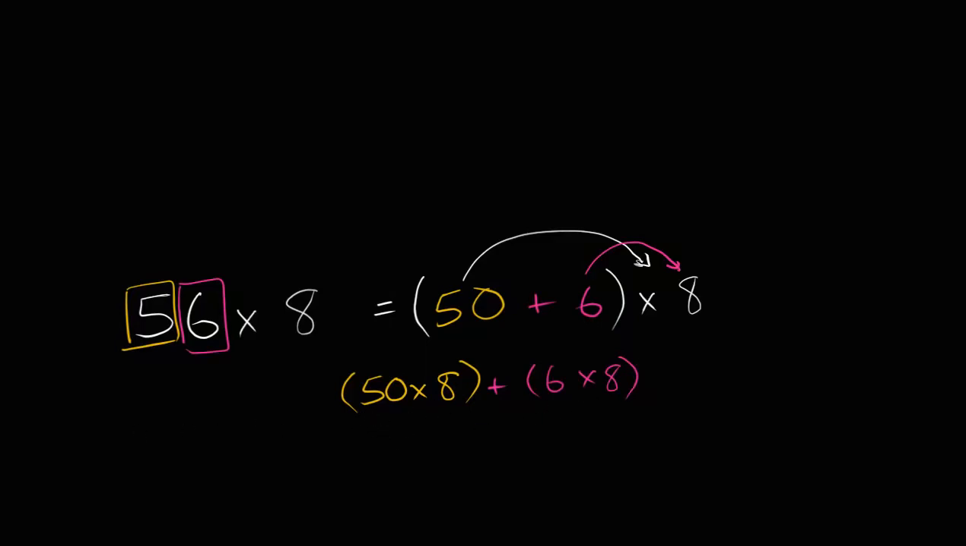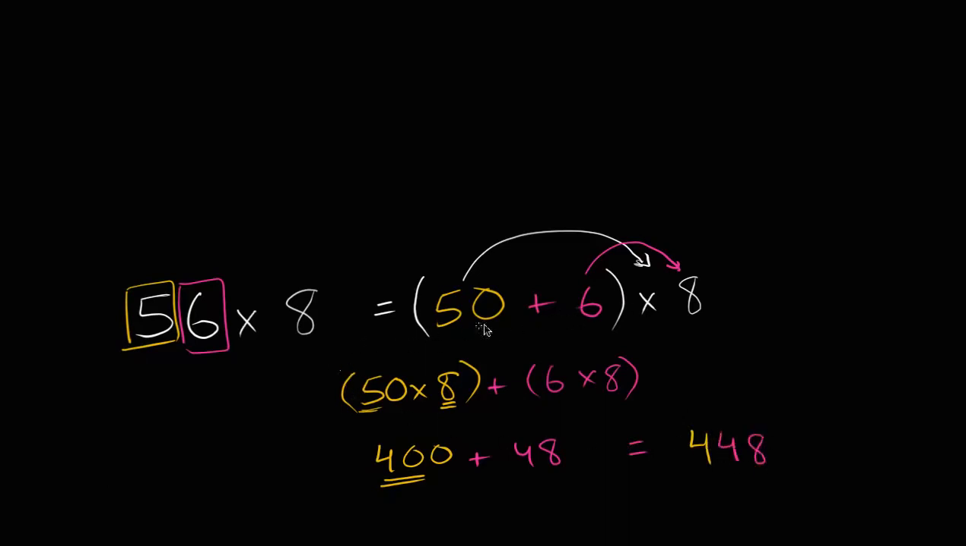And 50 times 8, well, 5 times 8 is 40, but we're not just saying 5, we're saying 5 tens. So 5 tens times 8 is going to be 40 tens, or it's going to be 400. Another way to think about it, 5 times 8 is 40, but we're not talking about 5, we're talking about 5 tens. So it's going to be 40 tens. So 50 times 8 is 400, and then 6 times 8 is, of course, equal to 48. So this is going to be equal to 448.